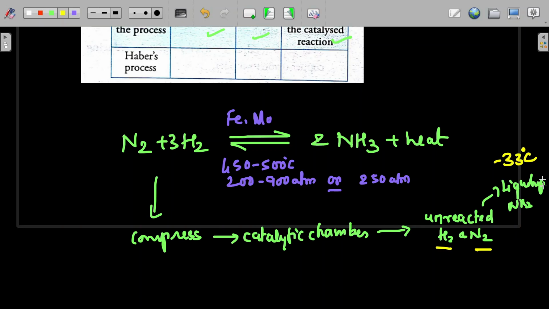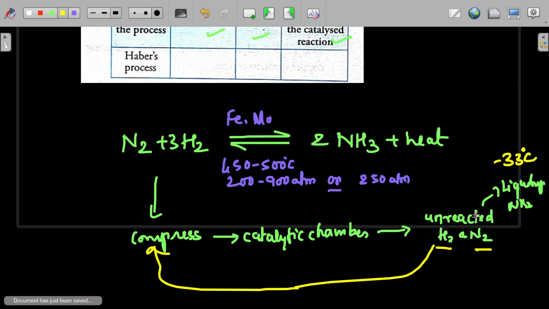So what we are doing, you are liquefying the ammonia. What about the unreacted? You are sending it back to the first compression chamber. Again, it will undergo the cycle. Compression, catalytic chamber, then some amount of it is converted into ammonia. Remaining again will be sent back. Like this, they will keep on doing this till they get the desired yield, the desired amount of ammonia.